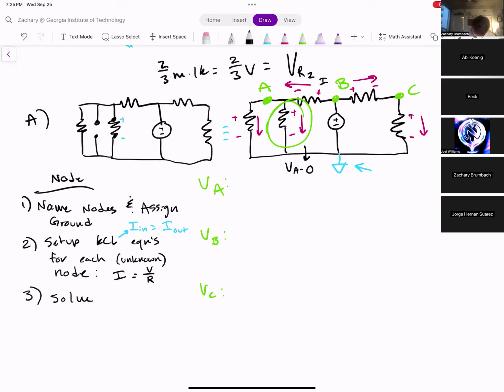So I'll do VB first. VB. Well, we have a very clear definition of what VB is. It's from ground up 15 volts. So VB is just 15 volts. Boom, one equation done right off the bat. Okay.